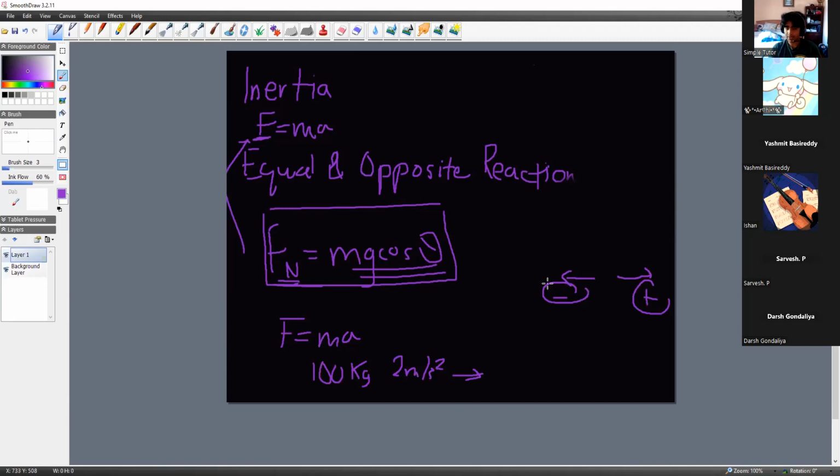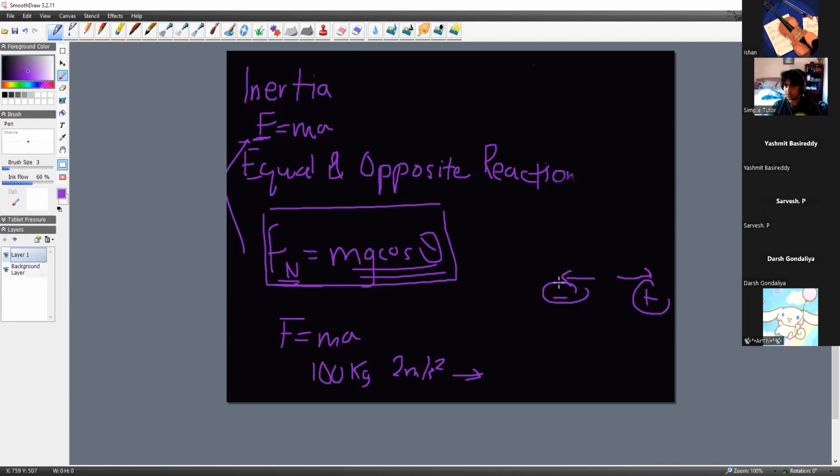You can directly control this in your problems by indicating which direction of motion you want to use. But this is our standard direction of motion.